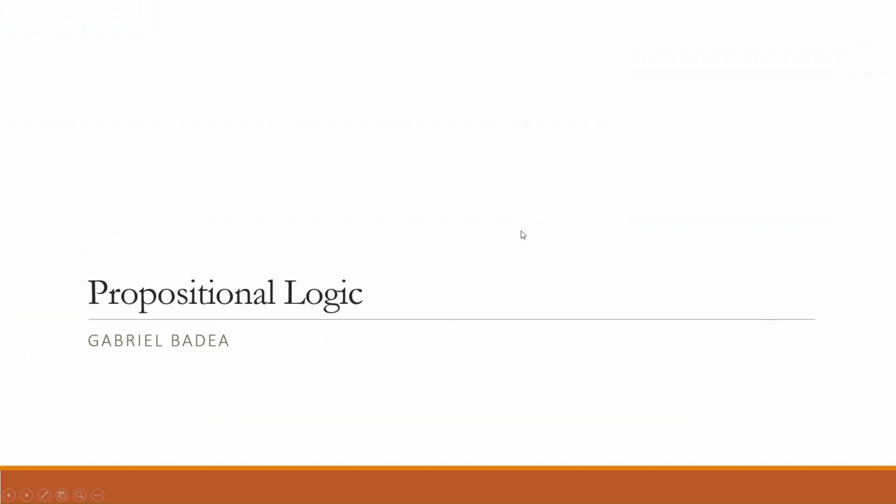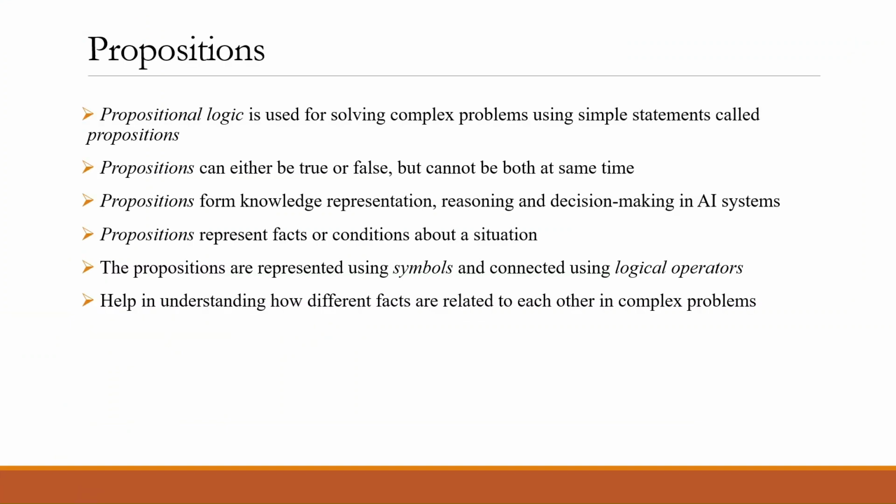Today we discuss propositional logic. Propositional logic is used for solving complex problems using simple statements called propositions. These propositions can either be true or false, but cannot be both at the same time. Propositions form knowledge representation, reasoning, and decision making in artificial intelligence systems.